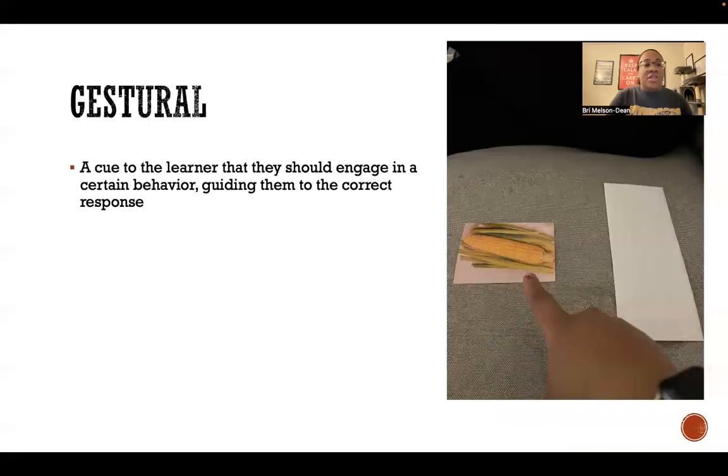And then there are gestural prompts. Gestural prompts cue the learner that they should engage in a certain behavior and guide them to the correct response. So again, if my SD is touch corn, I may gesture towards the corn to show my learner, hey, this is the right answer. This is the one you should be touching.